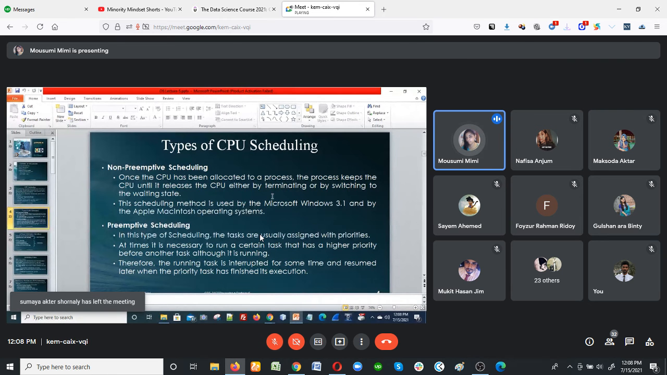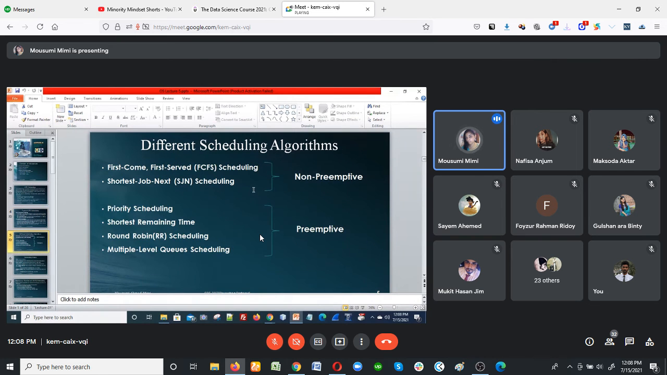Now, there are two types of processor scheduling. One is non-primitive scheduling, another one is primitive scheduling. Remember guys, at exam time, when I provide you a scenario and ask you to write down which type of algorithm it is, if you write primitive or non-primitive, I will give you directly a big 0. You have to write down which type.